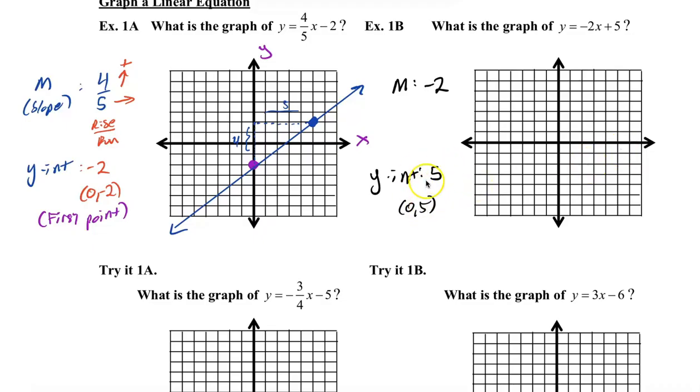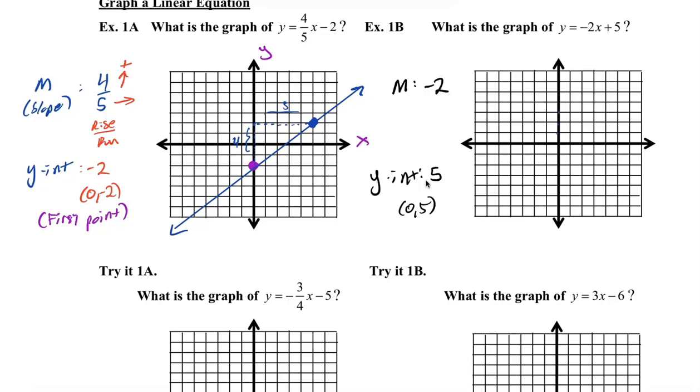Now, let's start with the y-intercept. 5. So 0, 5. 1, 2, 3, 4, 5, right there. Our slope is -2. Now you might ask, wait, it's not a fraction. You can always make it a fraction though. Let's help ourselves out. I'm going to put that over 1. And then we're just going to follow our rise over run.